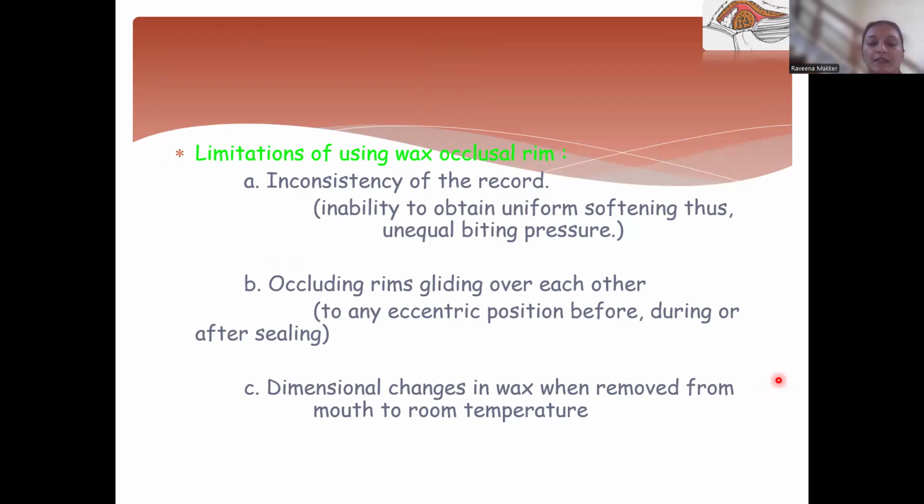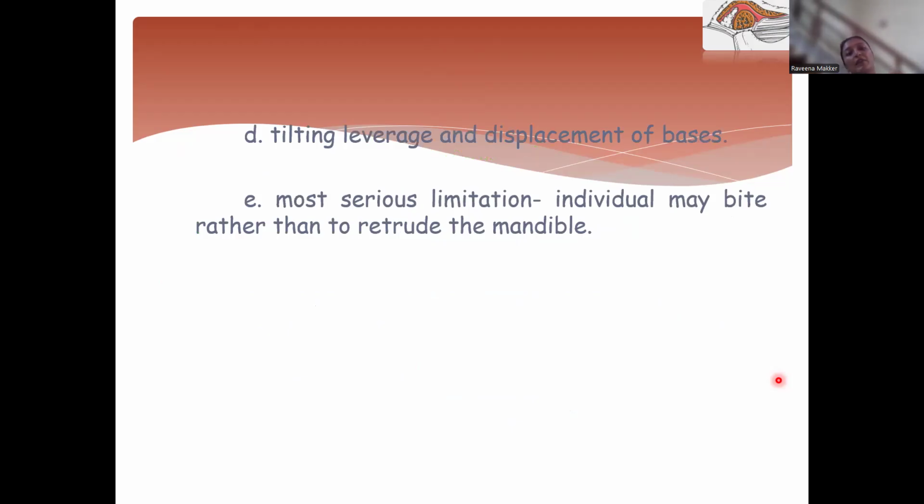Now, the limitations of using wax occlusal rims. One is the inconsistency of the record because of the inability to obtain uniform softening, thus unequal closing pressure. Then occluding rims may glide over each other to any eccentric position before, during, or after sealing. And dimensional changes may occur in wax when removed from the mouth to room temperature. Then tilting leverages and displacement of bases may be another limitation. And the most serious limitation is individuals may bite rather than retrude the mandible.